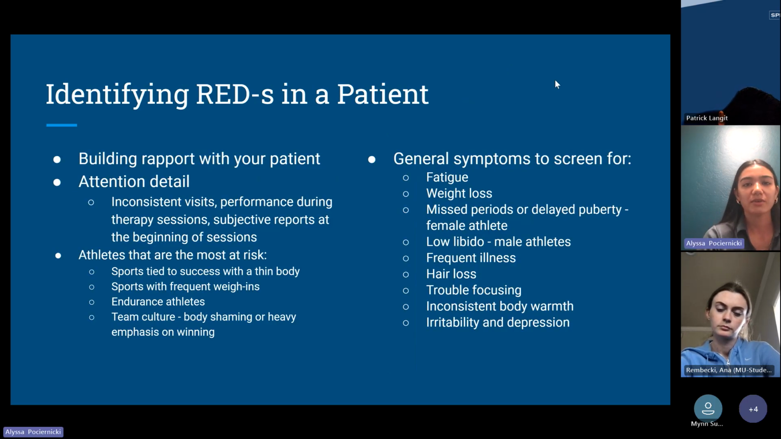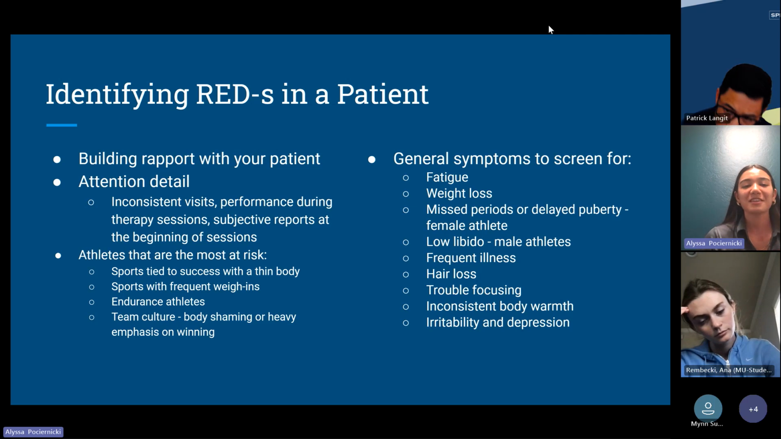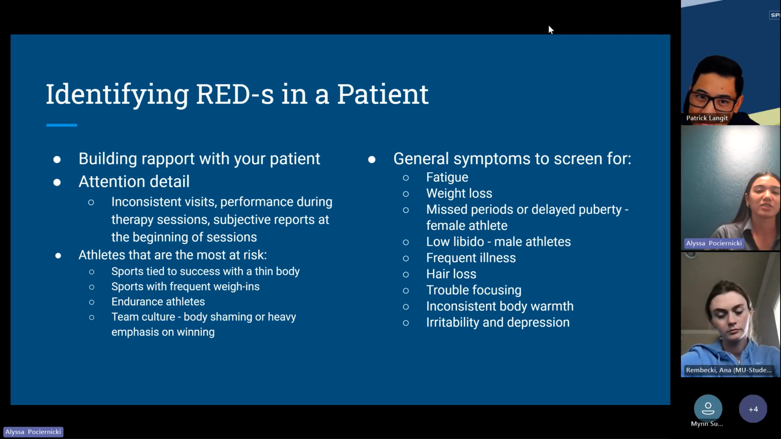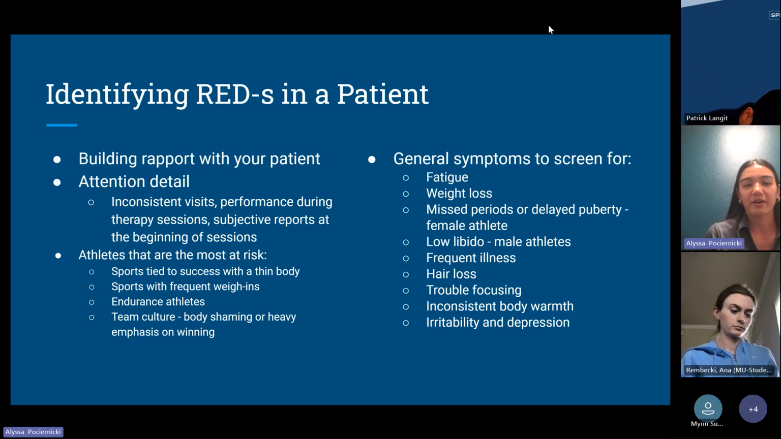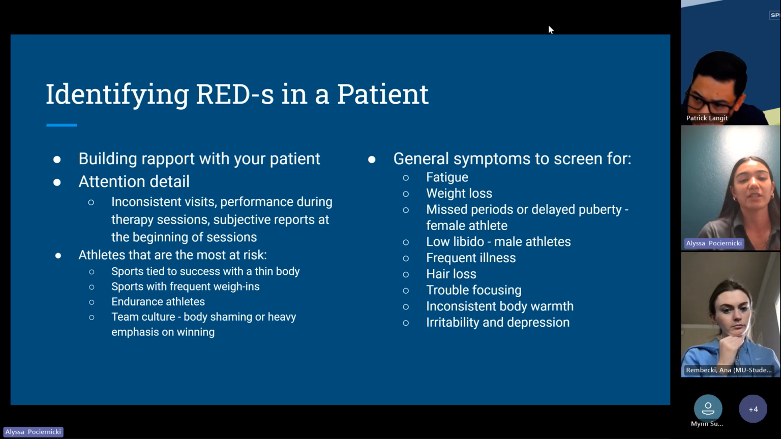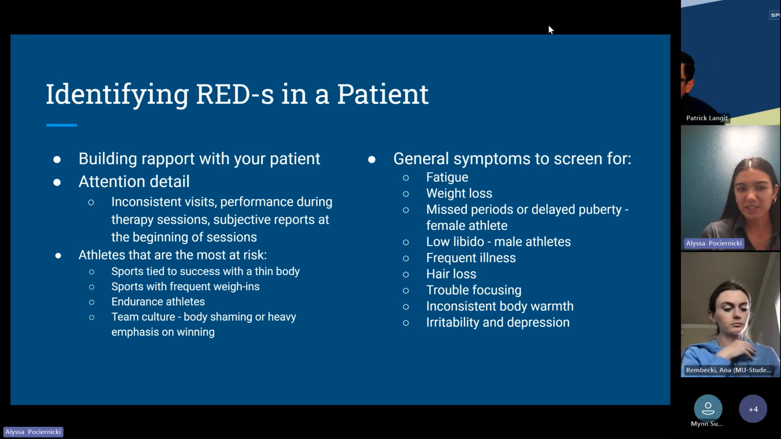Okay, so how do you identify REDS in a patient? We're all really good at it, not knocking anybody here, but building rapport with your patient, getting them to build trust so that they can open up about their eating habits and their health in general. That's something we really need to take into consideration. And then just paying attention to detail.